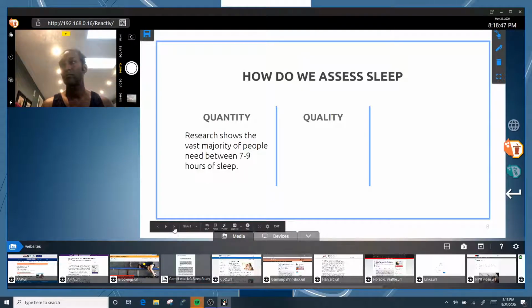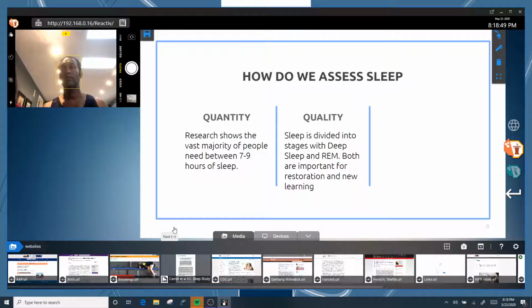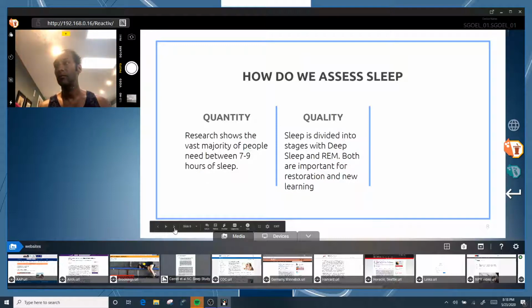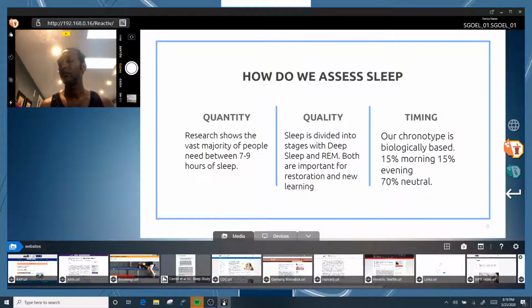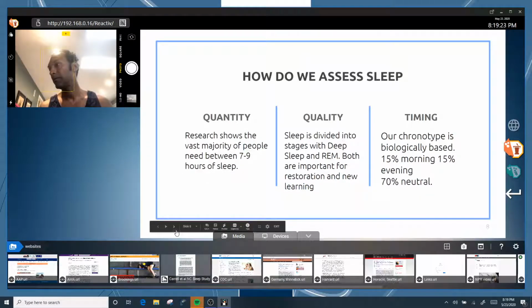Next is quality. Again, there are many stages in sleep. The most important are deep sleep and REM sleep, and they're important for restoration and new learning. And last is timing. Our chronotype is biologically based. 15% of the population has an early chronotype, and 15% has a later chronotype, and the other 70% is neutral. An early chronotype means you get up earlier and go to bed earlier, and a later chronotype means you get up later and go to bed later. Like night owls.